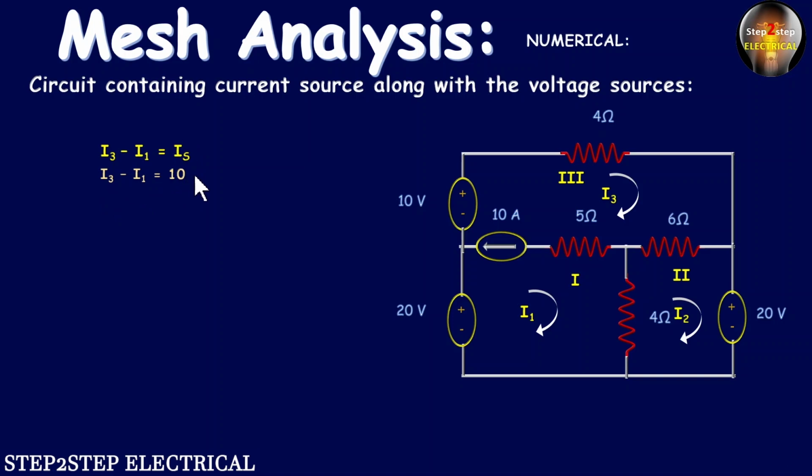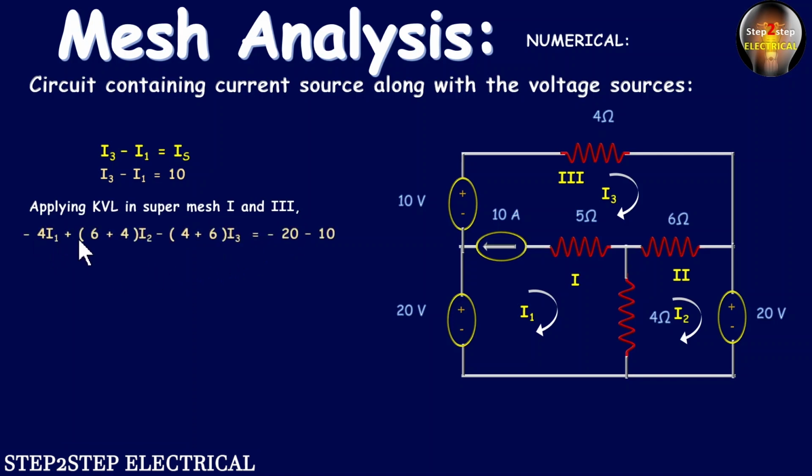So this gives us the first equation, and on replacing the value of IS we can write I3 minus I1 is equal to 10. Again applying KVL in supermesh 1 and 3, we can write minus 4 I1 plus (6 plus 4) I2 minus (4 plus 6) I3 is equal to minus 20 minus 10. On simplifying this equation we can write minus 4 I1 plus 10 I2 minus 10 I3 is equal to minus 30. So this is the second equation.